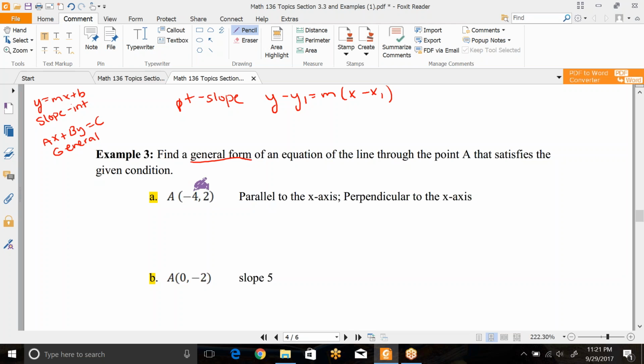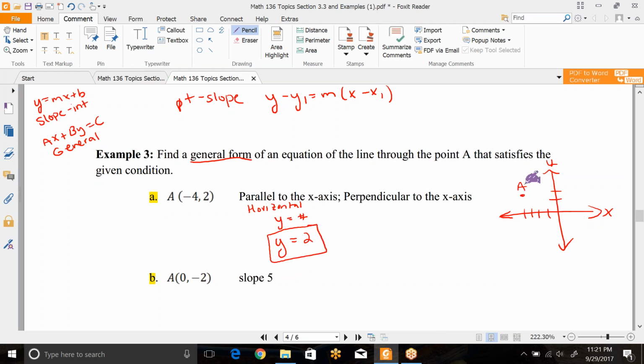Now this first one says if our point is negative 4, 2, and we want to be parallel to the x-axis. Well, if you think about where the x-axis is, it's this horizontal line. To be parallel, you have to be another horizontal line. So here's the point, negative 4, 2, just to give you a reference. If we want to be parallel to the x-axis, we have to be a horizontal line. Horizontal lines are always y equals a number. So the number here is the height, so y equals 2.